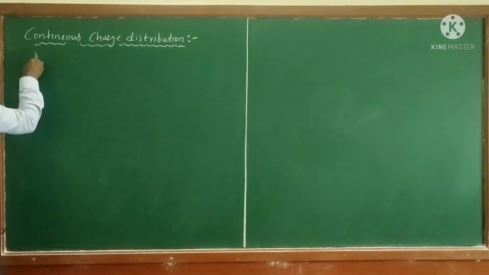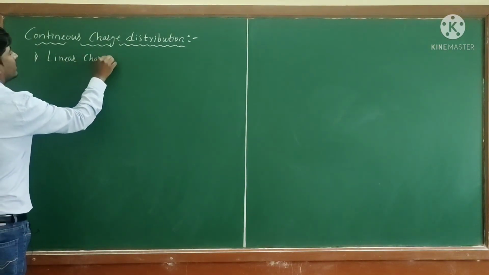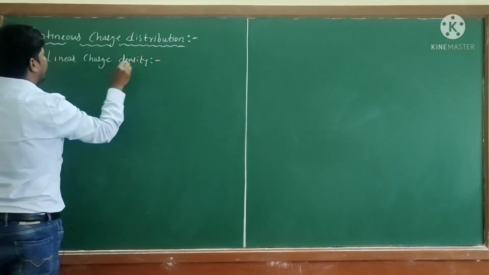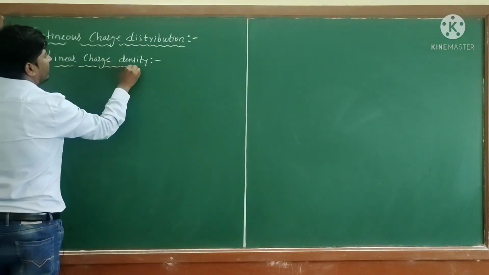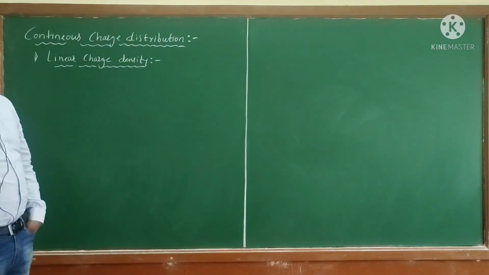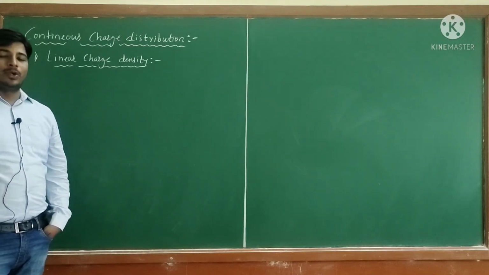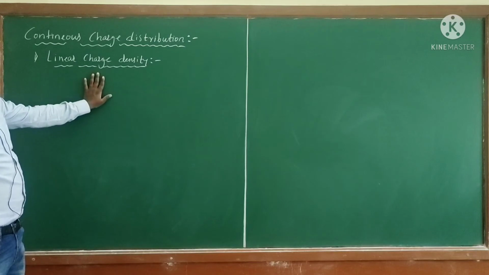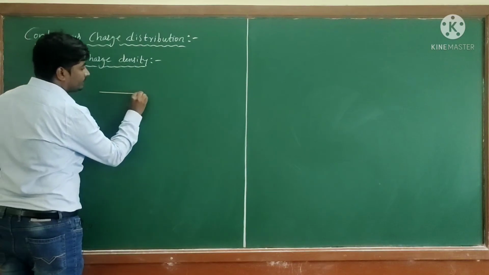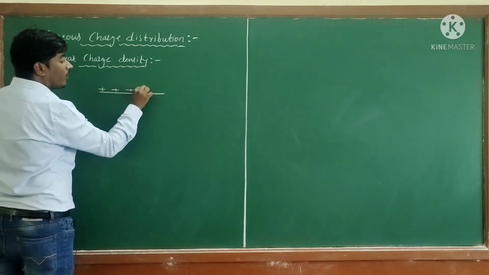The first one is linear charge density. Now what is meant by this linear charge density? If the charges are distributed on the wire, on the line, then we call it the linear charge density or line charge density. So here, this is a straight wire in which the charges are distributed uniformly.